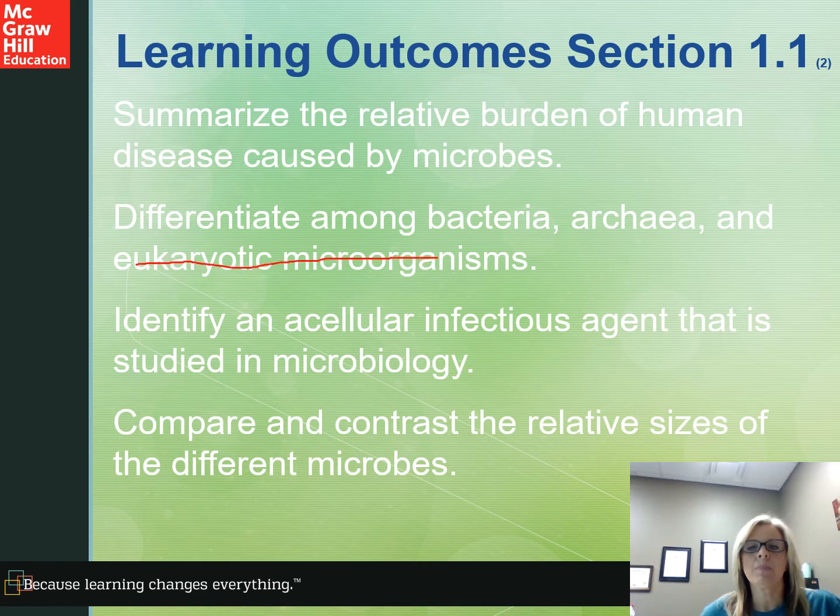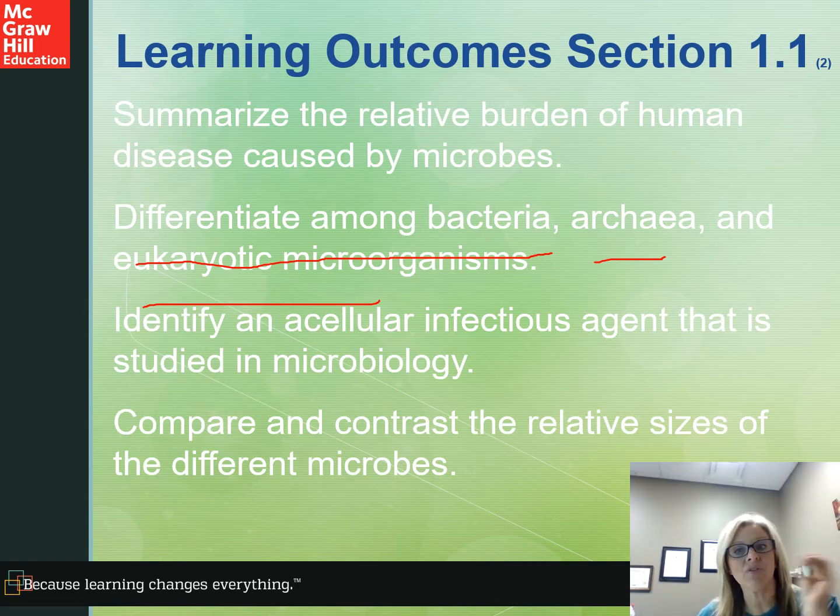Differentiate among bacteria, archaea, and eukaryotic microorganisms. So that's telling you that you need to know what is similar and what is different about these three categories, okay? Compare and contrast is kind of the same thing, but differentiate means if I give you characteristics of one, you need to be able to tell me which one it is, or which one it's not, all right?